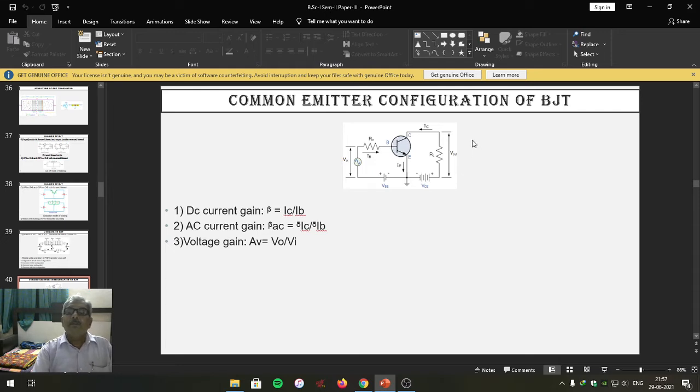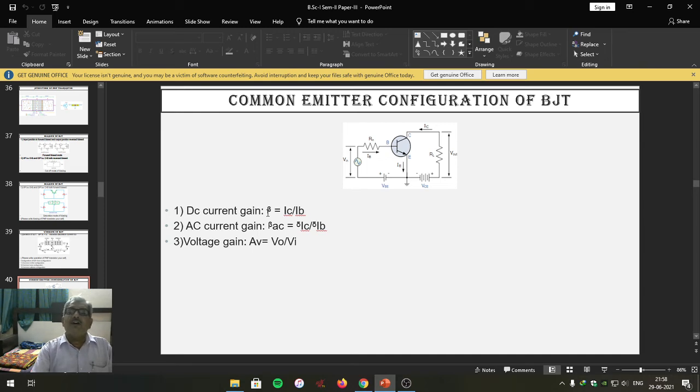Thus, BJT in common emitter configuration is going to act as an amplifier provided its base emitter junction is forward biased, whereas the collector base junction is reverse biased. When it is going to act as an amplifier, under that particular amplifying action condition, we are going to define few terms. First one is DC current gain. It is denoted by beta. Let us see the definition of DC current gain.